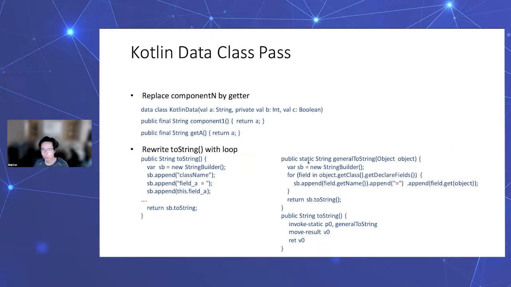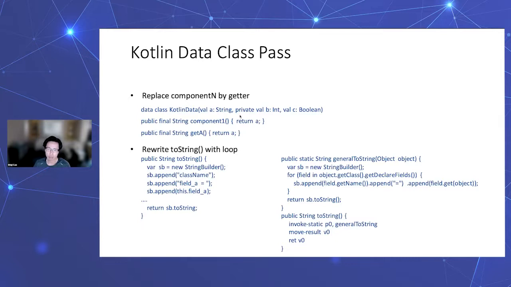We have two opportunities here. One is replacing this component n by getter. The Kotlin compiler generates both this component method as well as a getter. They're very similar.